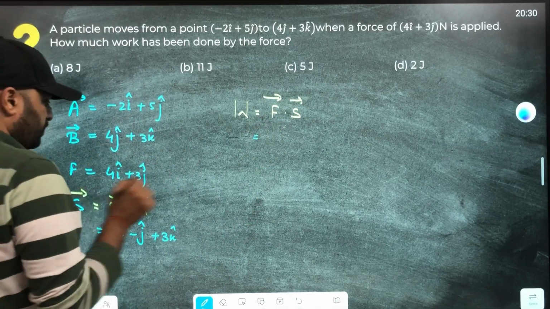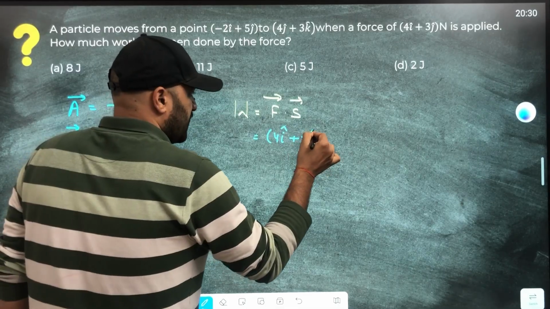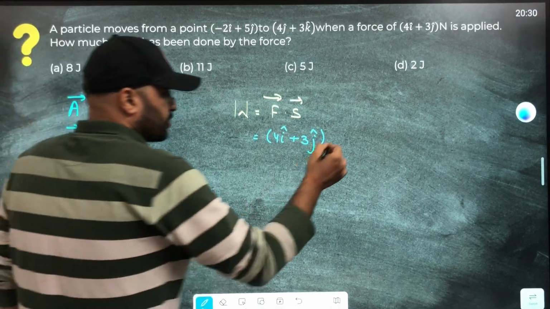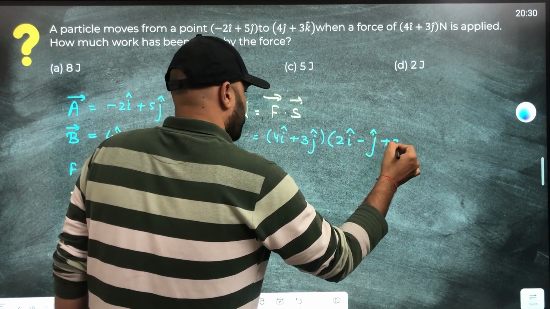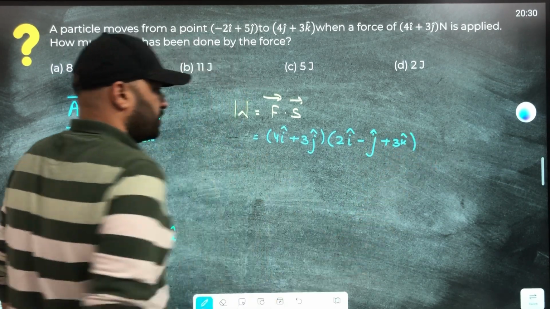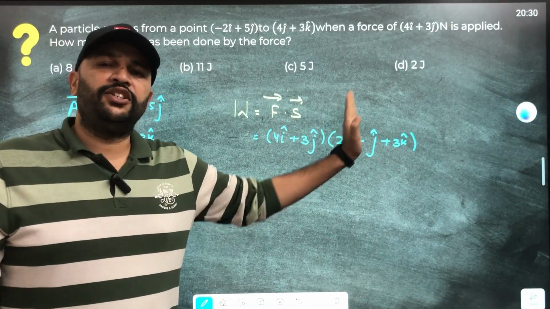So F is equal to 4i plus 3j, right? That's our force acting on it. Let's make the dot product here. So this will be 2i minus j plus 3k. Let me repeat again. We have done already many problems. Let me remind you again. When you are multiplying using dot product, again i with i, j with j, k with k.